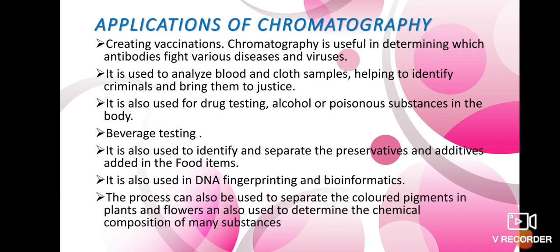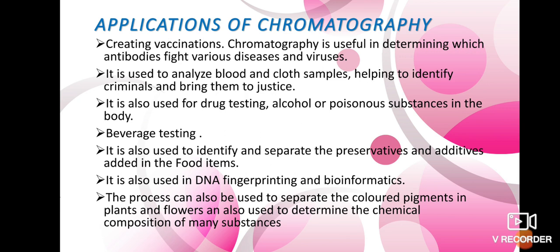Okay, then the process can also be used to separate the colored pigments in plants and flowers, and also used to determine the chemical composition of many substances. They are also useful to find the colored pigments of plants and flowers, because they separate the colors in the substances. So like this, chromatography is almost useful for the chemical field. Means in the investigation method only they are using so much. Is it?